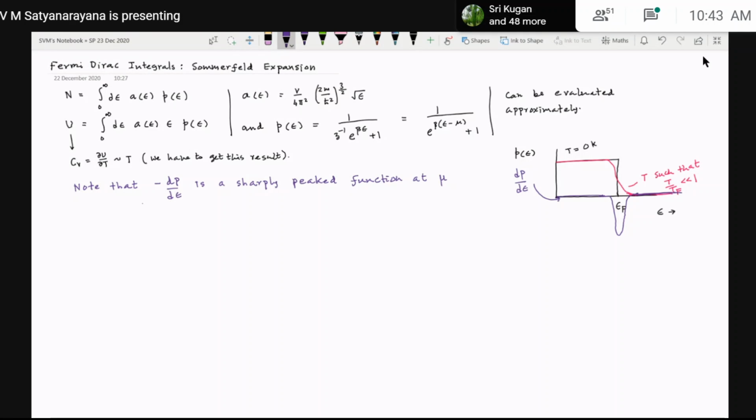So in other words, if I draw minus dP over d epsilon versus epsilon, and if you have mu somewhere here, then this is going to be a sharply peaked function around this epsilon equal to mu. Okay, so this is something, if you understand the behavior of this function, then let us go back to this expression.